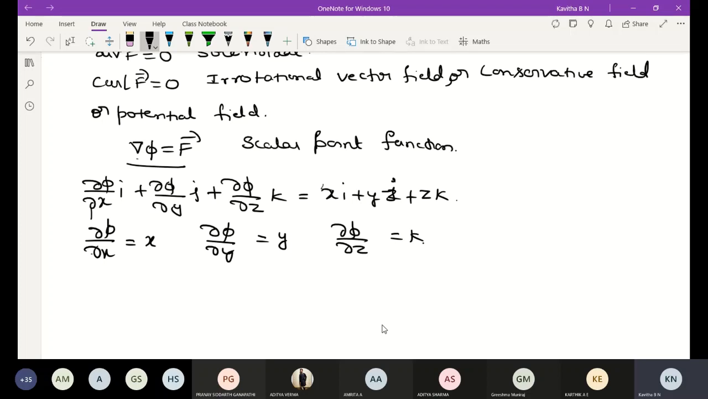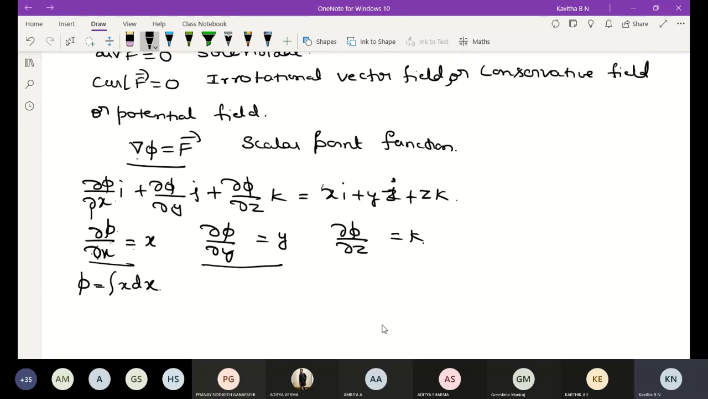Nabla phi is equal to f vector. Then equate the i part and j part and k part separately. Then del phi by del x is equal to x, as given here. Means integrating with respect to x only we have to do here. Carefully observe: del phi by del x is equal to x, partially differentiating with respect to x. You have to integrate x only. Phi is equal to integration of x dx.